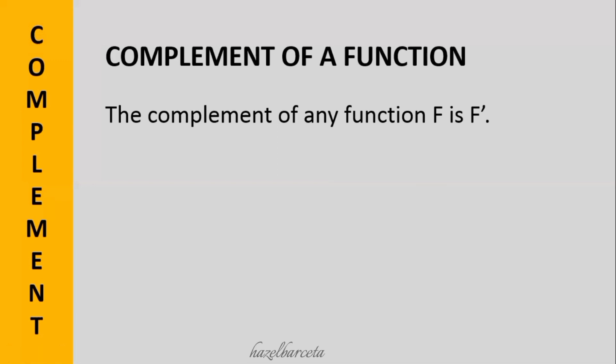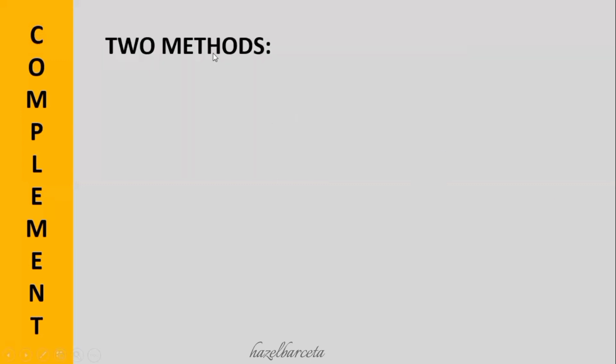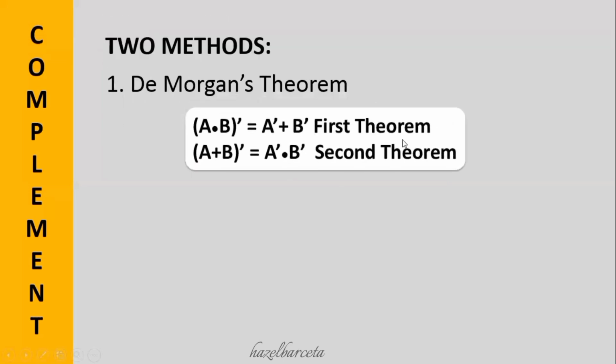So, paano po ba ito ginagawa or paano po natin nakukuha, nahahanap? We have two methods in order to solve the complement ng function. The first one is using De Morgan's theorem. Very gamit na gamit po si De Morgan's theorem. So, kailangan po talaga nating tandaan or kabisaduhin ang lahat ng theorem. So, paano po ito? Recall po natin yung kanina. So, we have the first and the second theorem. Dito po ito po ang i-apply natin sa ating given function. So, example, we have this function f.